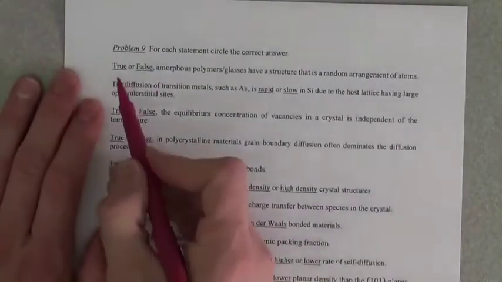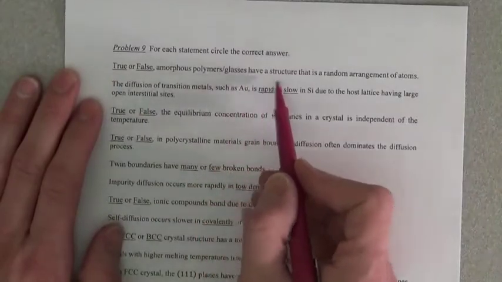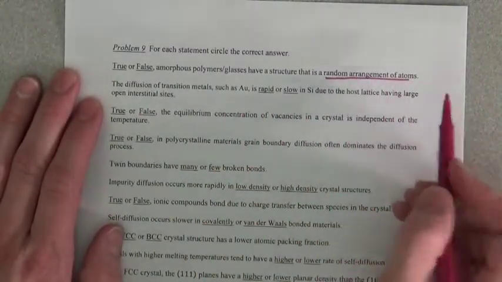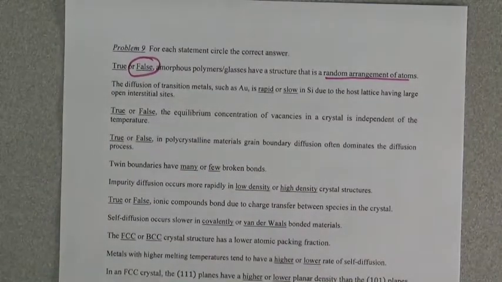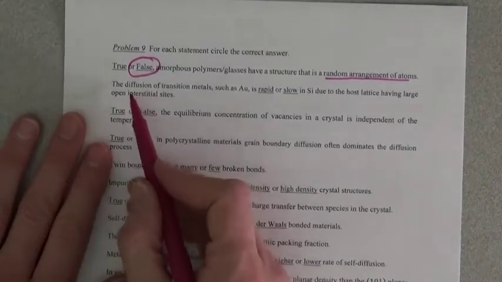And lastly, let's go through these. True or false, amorphous polymer in glasses have a structure of a random arrangement of atoms. That is false. Amorphous materials are not random. They have an order, they just don't have a long-range order.